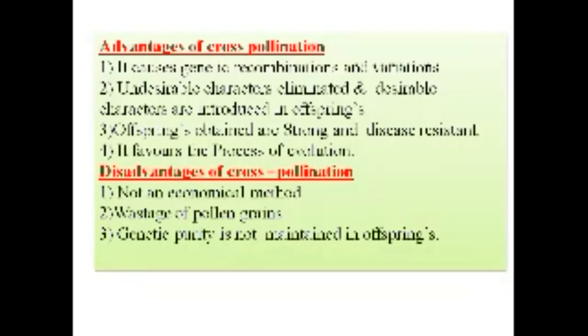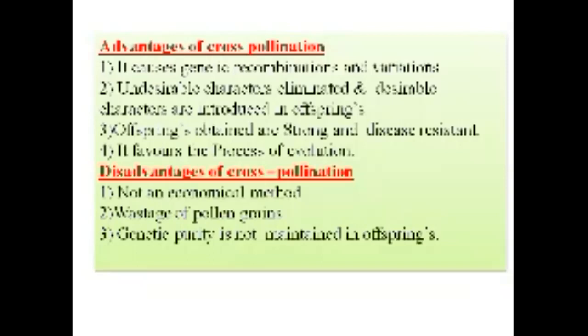Offsprings obtained are strong and disease resistant. It favors the process of evolution. So genetic variability occurs. Offsprings become stronger and disease resistant, and it favors the process of evolution. These are the advantages of cross-pollination.